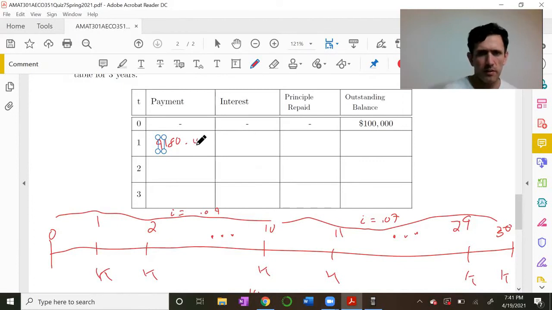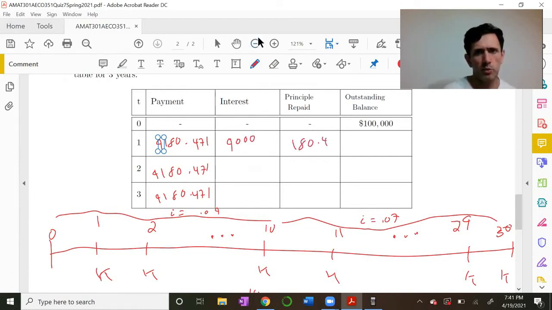Let's just do 9180.47, I guess. Okay, so interest is just, well, 100,000 times 0.09 is 9,000. So you subtract, have 180.47. Let's just do up to nearest cent. So someone complained that there's not a lot of room here. Well, didn't really intend for you to do your arithmetic here, but anyway. Okay, so this is the principal we paid. So you take 100,000 minus 180.47. You get 99,819.53.